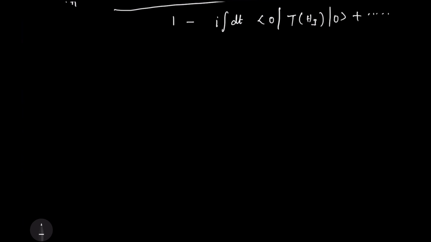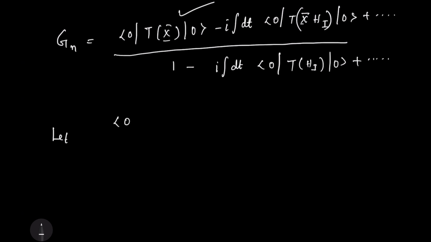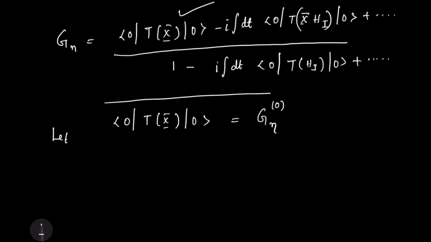Now here, let this term, that is 0 time ordering of x bar, okay, this is the free theory n-point correlation function. Okay, so it's an n-point correlation function in free theory. So I have to denote it by the symbol Gn of 0. Okay, so let this be equal to Gn of 0.